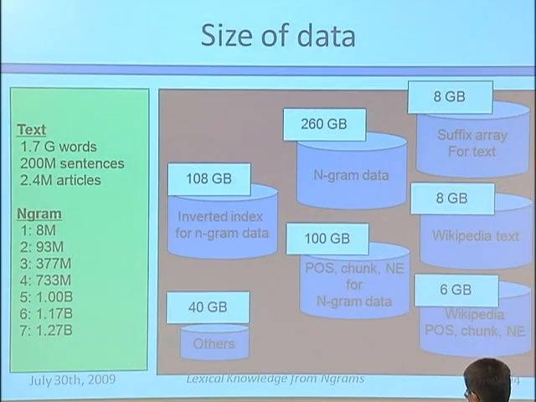Okay. And this is the size of the data. The Wikipedia text we have is a dump of last year's July or something, which has 1.7 billion words, 200 million sentences, 2.4 billion articles. And the number of n-grams is like this, up to 7-gram. This is comparable to Google n-gram. And the index size is like that. So in total, it is 530 gigabytes. That's actually smaller than I expected.